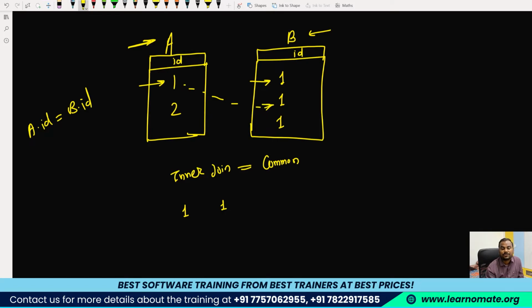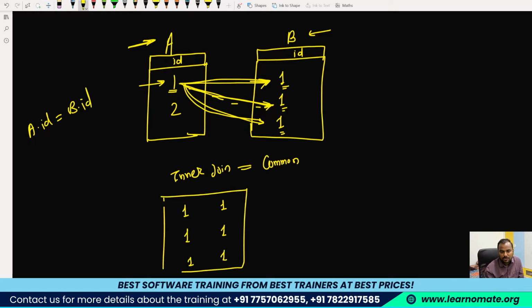This is the situation where people make the mistake. They are only doing the join with the first one. You need to do the join with the second one also and the third one also, because your first 1 will be compared with the first, second and third. So you will have 1 1, then 1 1 and then 1 1. This is the output. What about 2? Since we are talking about the inner join, and 2 is not available in the B table, 2 will not be part of your output. Only the common records will be there.